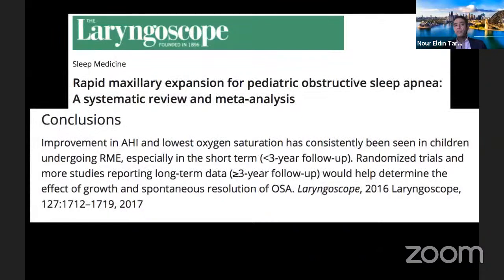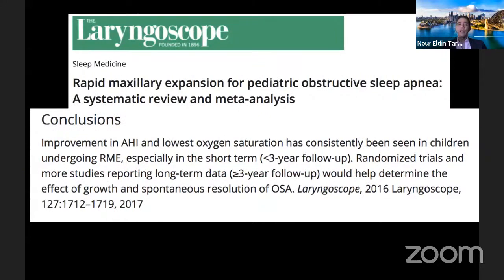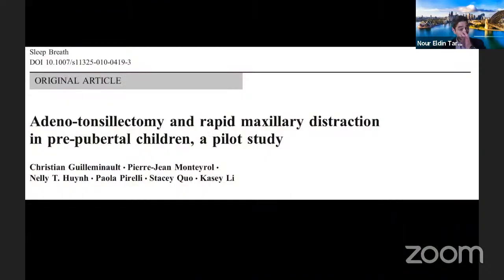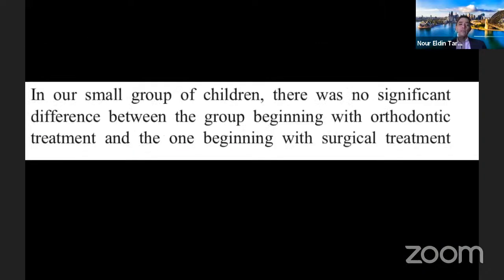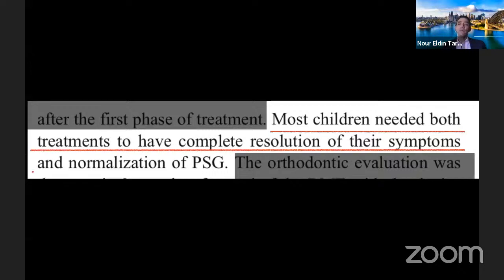And there's a lot of research now that would suggest that there will be improvement in AHI and oxygen saturation with maxillary expansion for kids with upper airway obstruction. So which one is better, tonsillectomy and adenoidectomy or rapid maxillary expansion? This is a good study to look into that, and they actually did a crossover design. They had a group of children that had adenotonsillectomy and then had a repeat sleep study and then had an expander. The other group started with an expander, then had a sleep study, then had adenotonsillectomy. The interesting finding here is that most children seem to need both interventions to normalize their sleep study results.